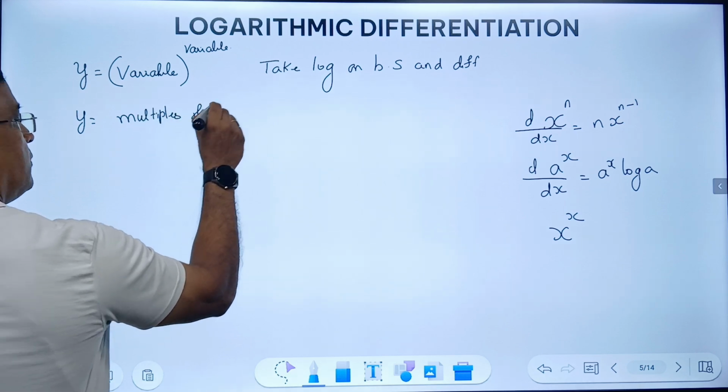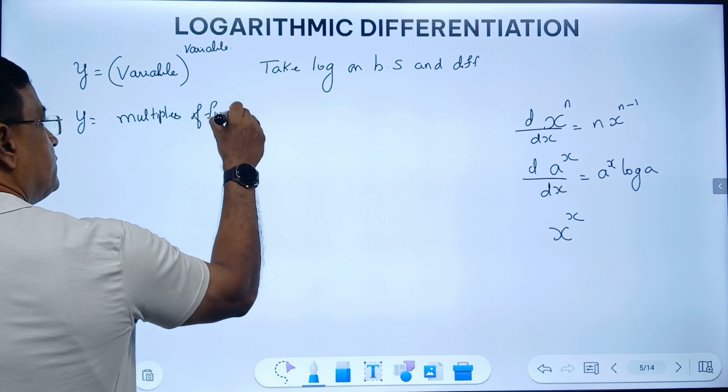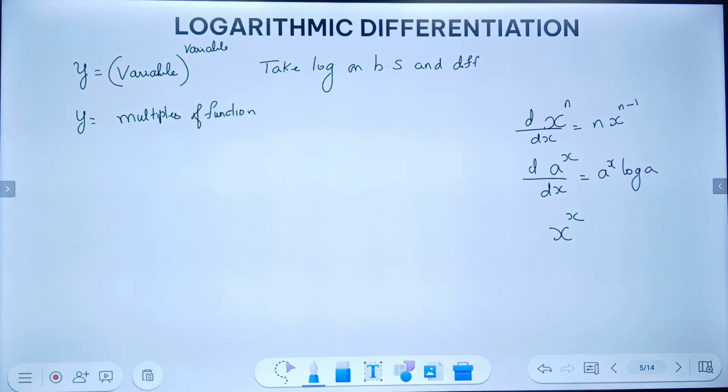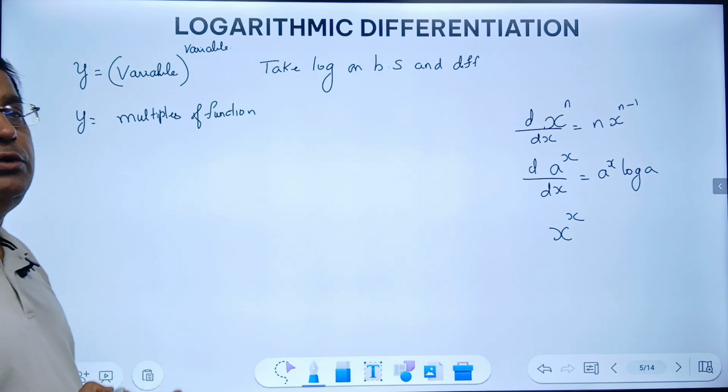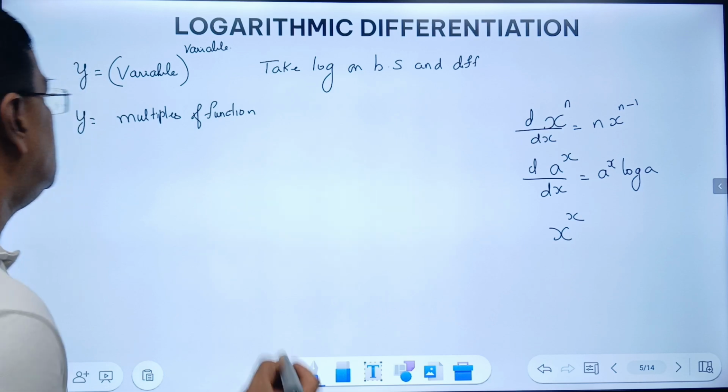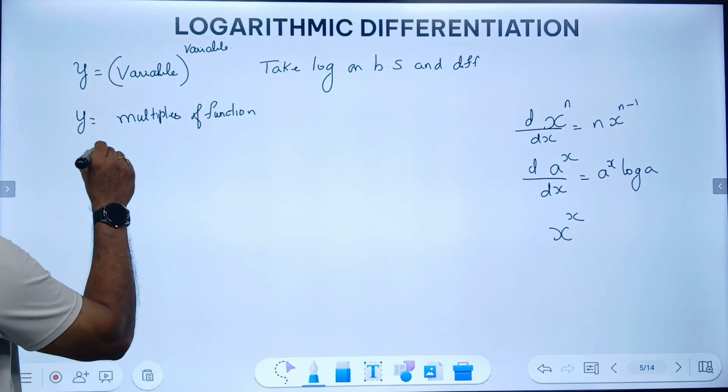Multiples of function. When we come across this, I'll let you know. Right now, just make a note of it that you will take log on both sides and differentiate for the following situation: when your function is variable raised to the power of variable, or if you have multiples of function. And I will be using these properties on logarithm.